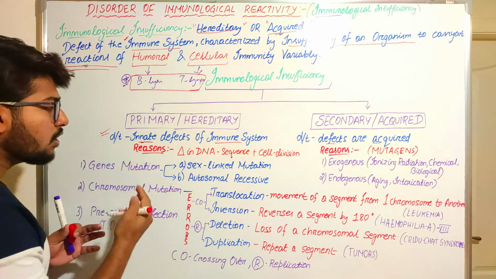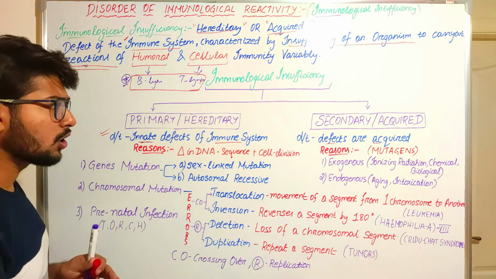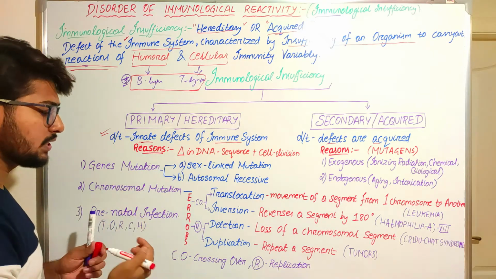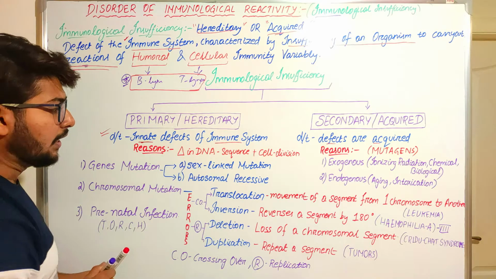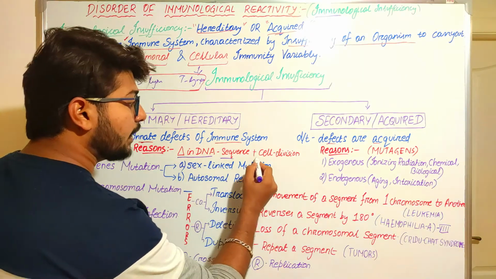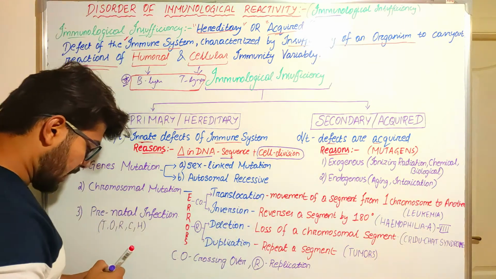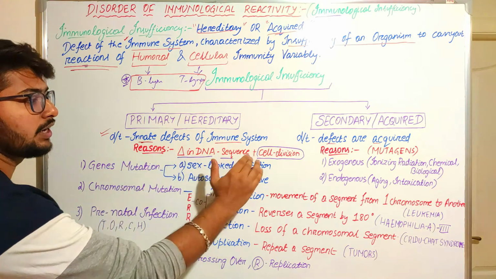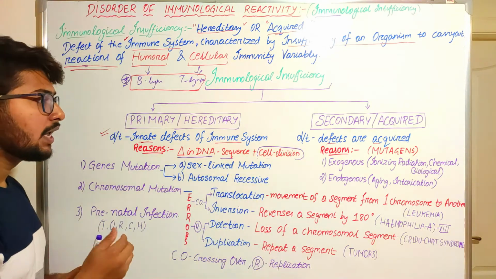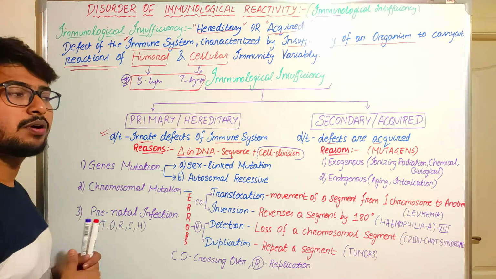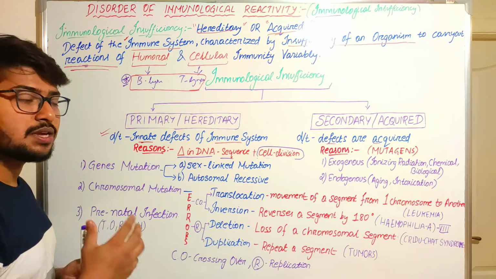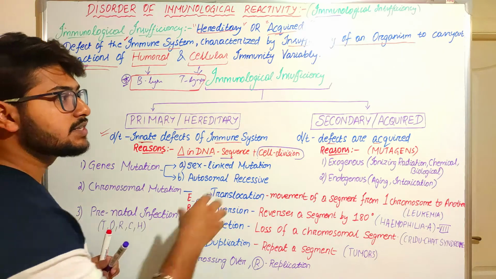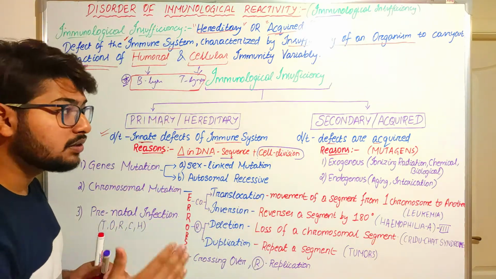Okay, now comes the reason why this primary hereditary immunological insufficiency occurs. The reason here is that there will be change in DNA sequence during the process of cell division. Listen, if any problem or disorder lies during the process of cell division, it means during the process of gametogenesis or the formation or the development of fetus embryo, at that specific time this disorder will occur. And secondary means after the birth of the child.